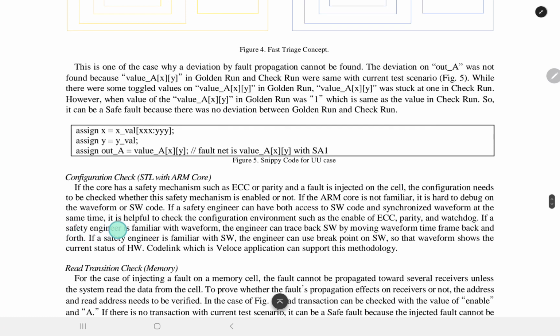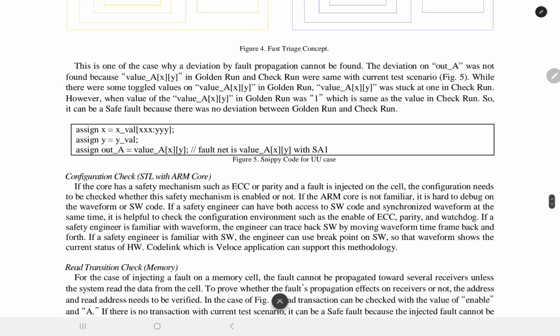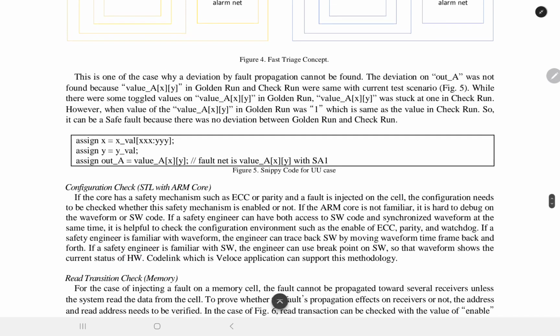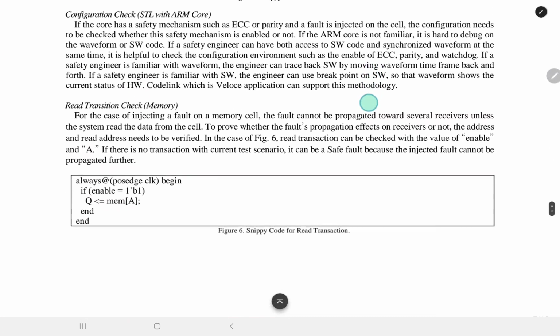If the safety engineer is familiar with the waveform, the engineer can trace back the software by moving the waveform time frame back and forth. If the safety engineer is familiar with software, the engineer can use a breakpoint on software so that the waveform shows the current status of hardware. So the co-modeling which the Veloce application can support this methodology.